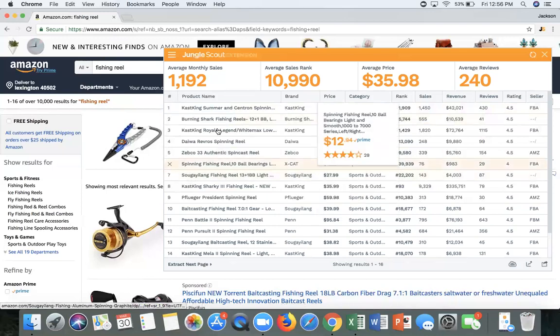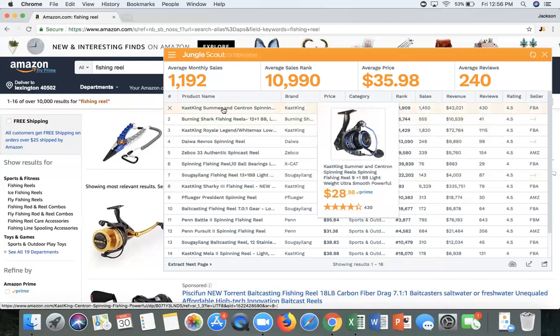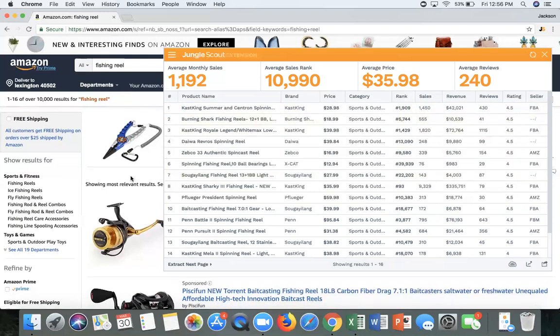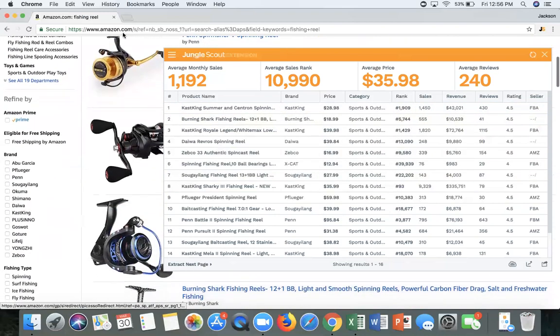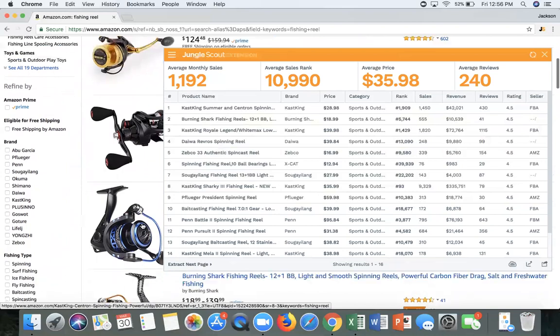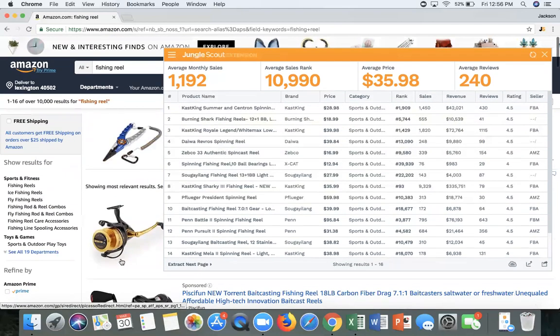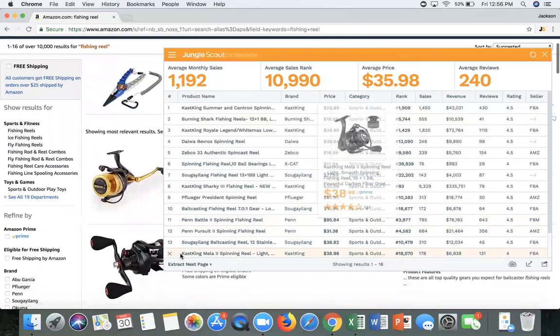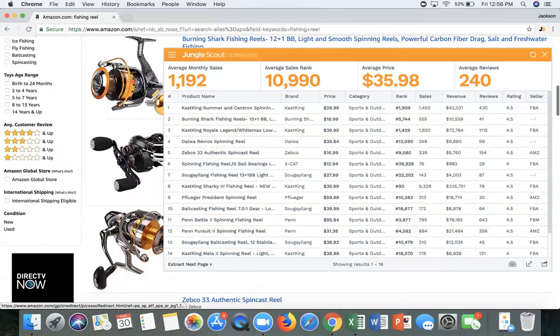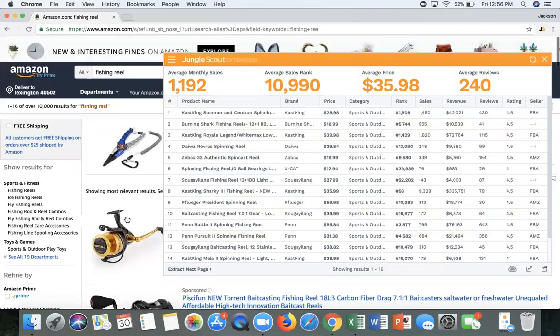So obviously, this one right here is the first one that pops up for Fishing Reel, which is this one right here. These first two in the background are sponsored. So Jungle Scout always pulls up the first organic listing. It doesn't count in sponsor, so keep that in mind. This one right here matches up with this one, and it's the first one that pops up when you search for Fishing Reel. So that's kind of self-explanatory. It just puts in order of the listing that these all pop up on the actual screen.